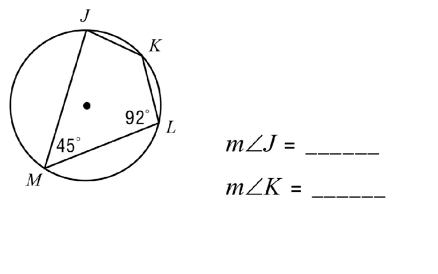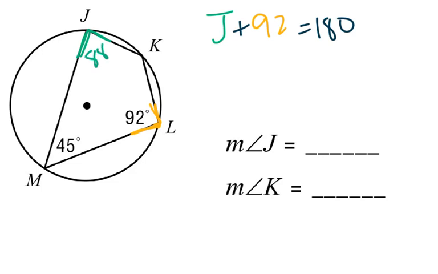Okay, so the way I see this one is I see an inscribed quadrilateral. I know that the green angle J and the yellow angle L have to add to give me 180 degrees. So whatever J is plus 92 has to add to give me 180. Really quickly I could do 180 minus 92 and I get 88. So this has to be 88 degrees.